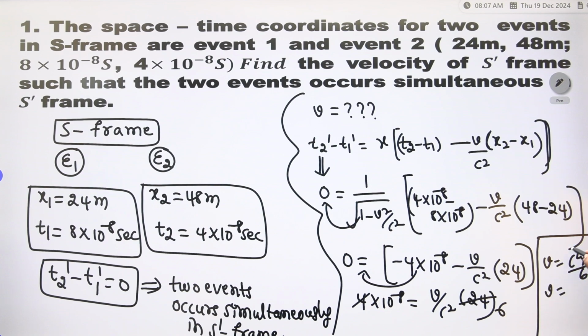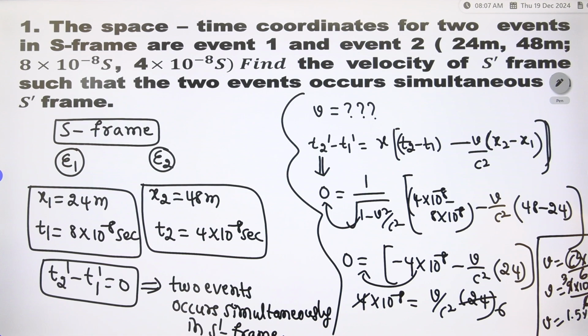So v is equal to, c is the light velocity, 3 into 10 to the power of 8, so c square is 9 into 10 to the power of 16, into 10 to the power of minus 8, divided by 6. So therefore v is equal to 10 to the power of 8 will come, minus 8 plus 16. 3 2s are 6, 3 3s are 9, so therefore 3 by 2. So 3 by 2 is equal to 1.5 into 10 to the power of 8.